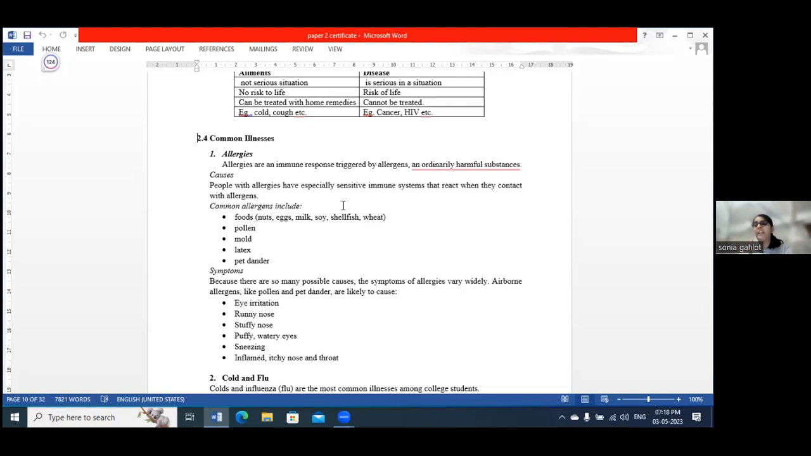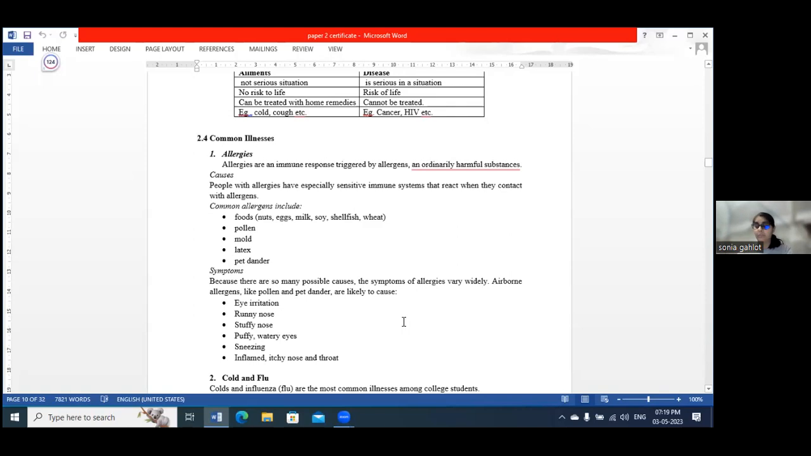Hence, when you look at packets, it is written that it contains peanut, wheat, gluten, and so on, because a few people are allergic towards that. Hence, they have to indicate that in the labeling on the packets. So that was the cause and the things that happen. Now, what are the symptoms? Like how does our body react when that happens?